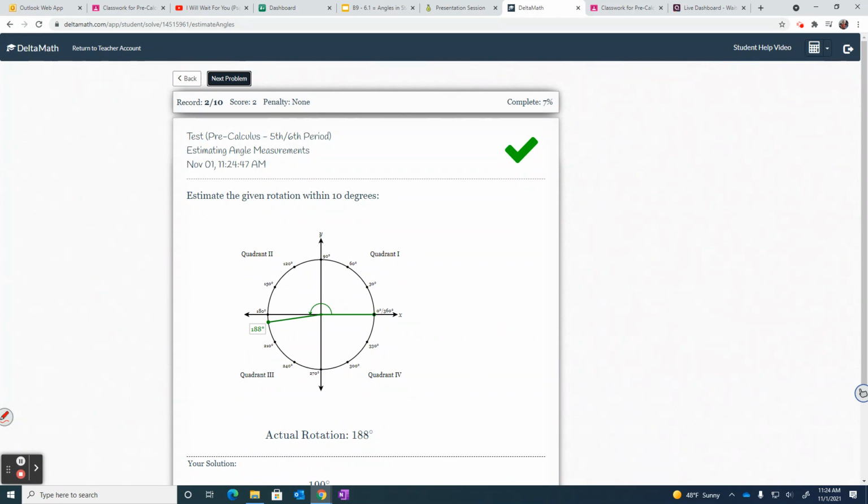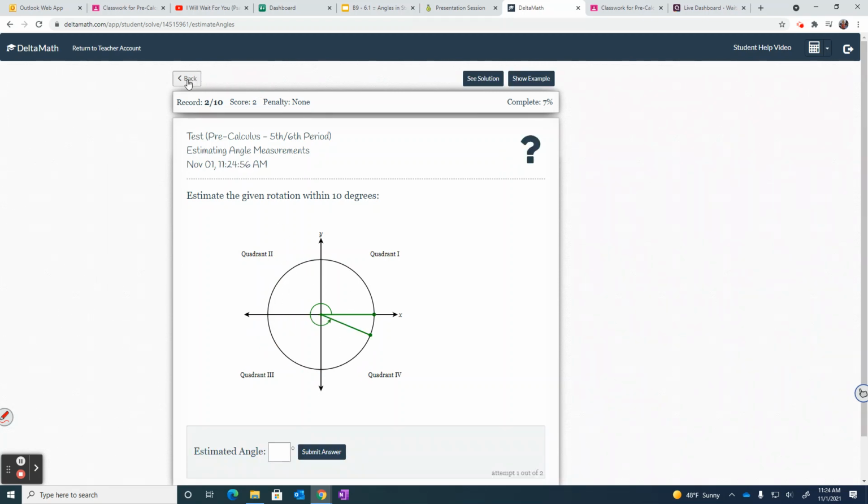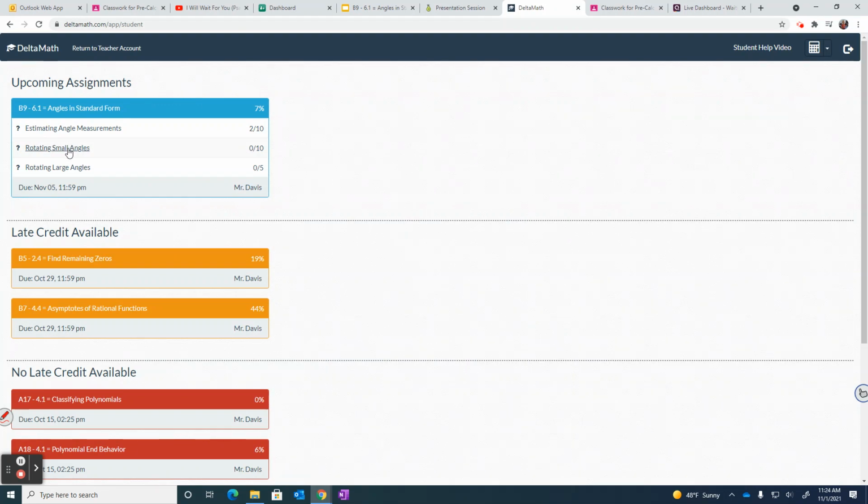And there's 188. So you just have to get within 10. Just helping you learn where the different angles are. And you can see they're written on here as well. So that's the first section, just estimating.